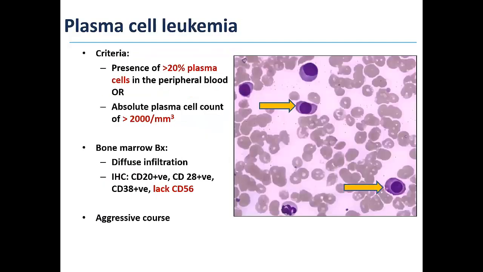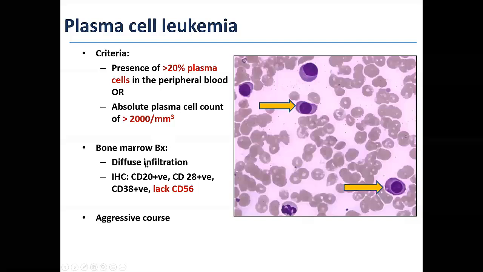Then we go on to plasma cell leukemia. Now what is plasma cell leukemia? This is a peripheral smear and you find 1, 2, 3, 4 plasma cells are present. It is defined by the presence of more than 20% plasma cells in the peripheral blood or an absolute plasma cell count of more than 2000. Either of the two, or usually both, are associated with each other. In these cases, usually diffuse infiltration of the bone marrow occurs by the plasma cells.